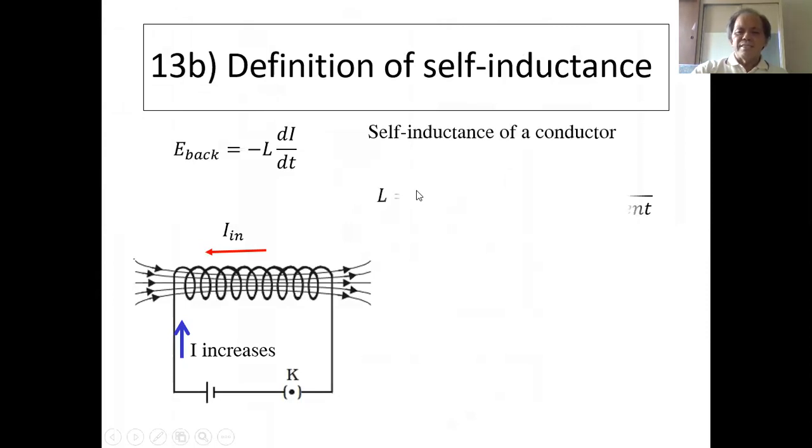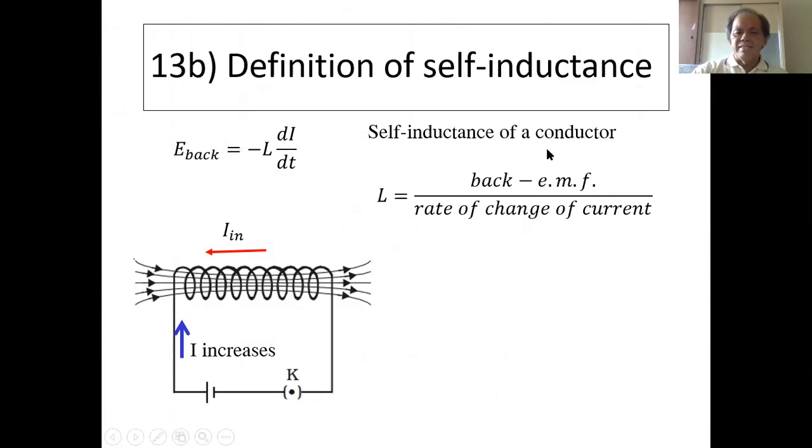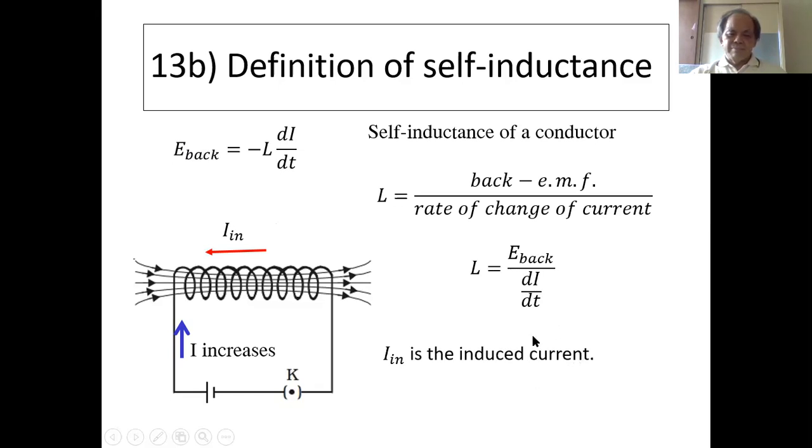Self inductance of a conductor, represented with L, is the back EMF divided by di/dt. We won't bother about the negative sign because it's a magnitude. It has a value. That's why in formula form, we're just using this formula, that's all. L equals E back over di/dt. This one is the induced current.